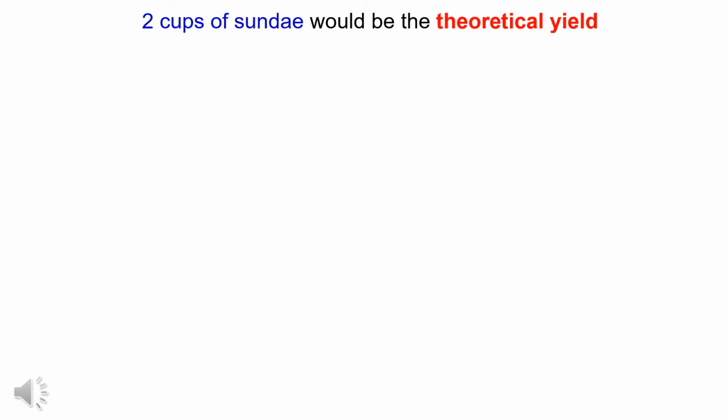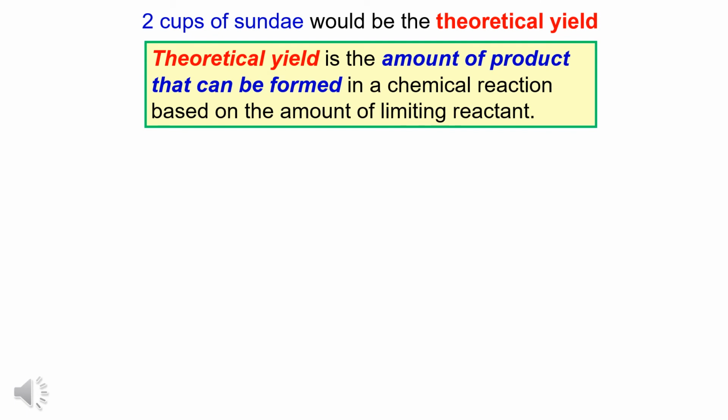Okay, next. Two cups of sundae would be the theoretical yield. Theoretical yield. What is theoretical yield? Theoretical yield is the amount of product that can be formed in a chemical reaction based on the amount of limiting reactant.